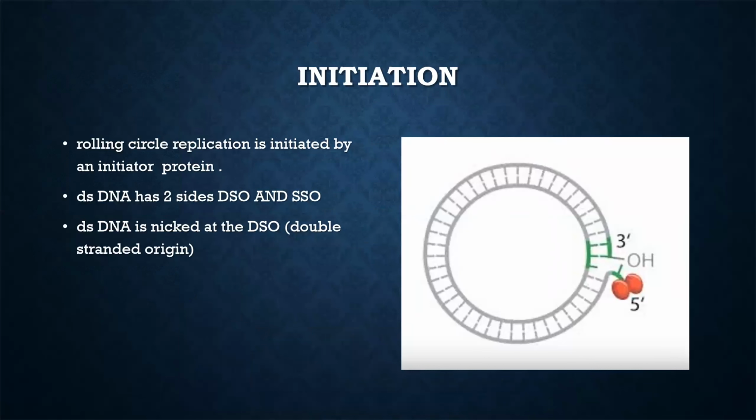The first step is initiation. Here, the double-stranded circular DNA is there. The rolling circle replication is initiated by an initiator protein, that is Rep protein. There are 2 sites on this double-stranded DNA, one is DSO and the other is SSO. DSO means double-stranded origin and SSO means single-stranded origin. The nick is produced at the DSO site, that is, the double-stranded origin.